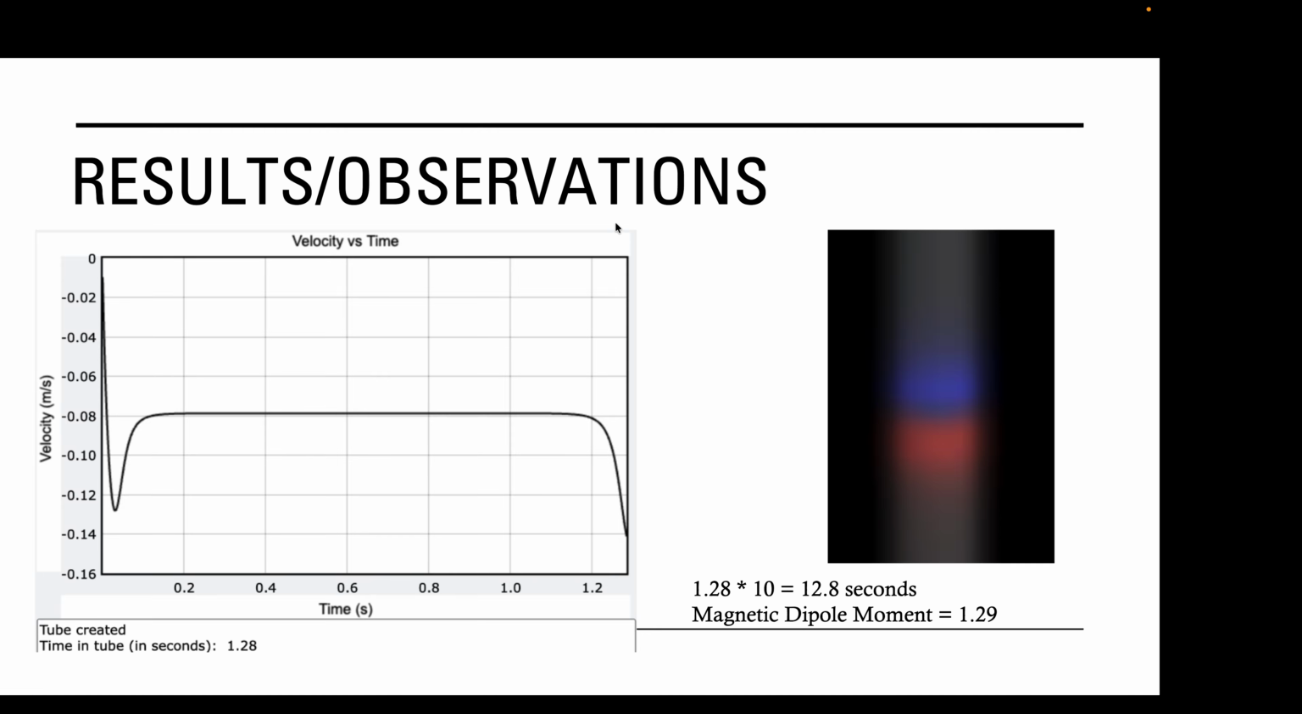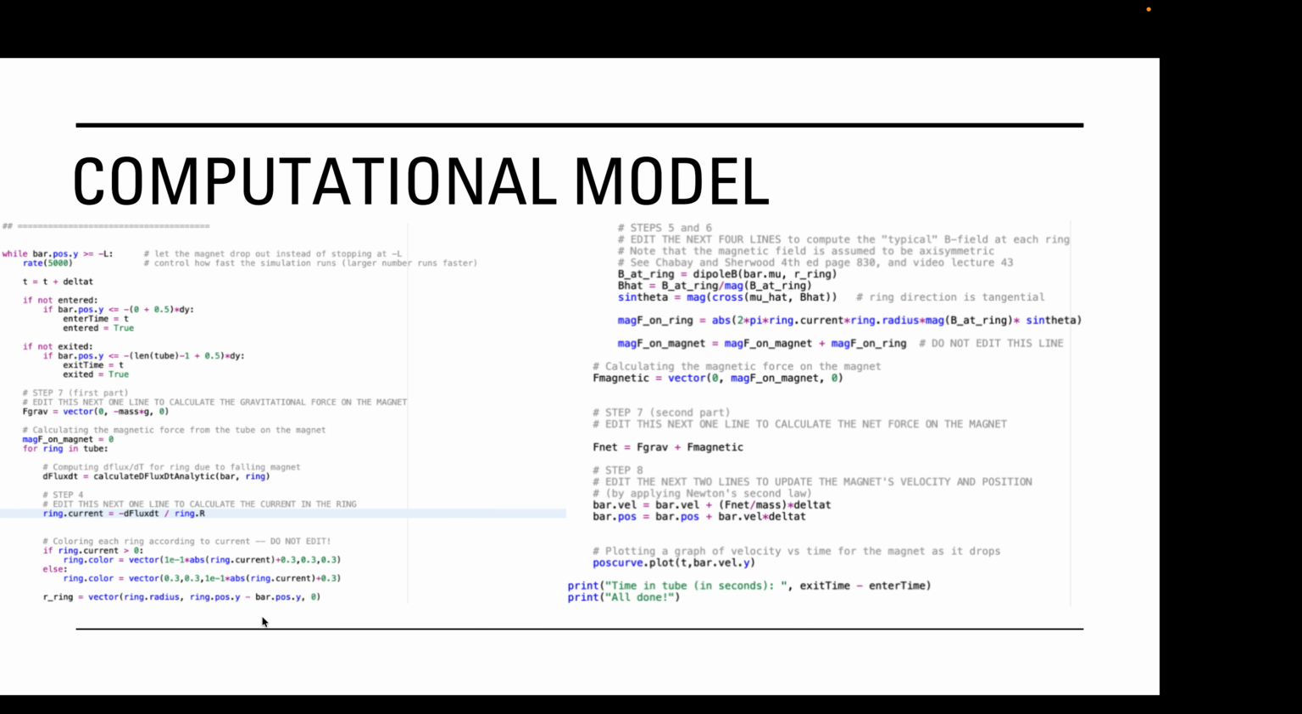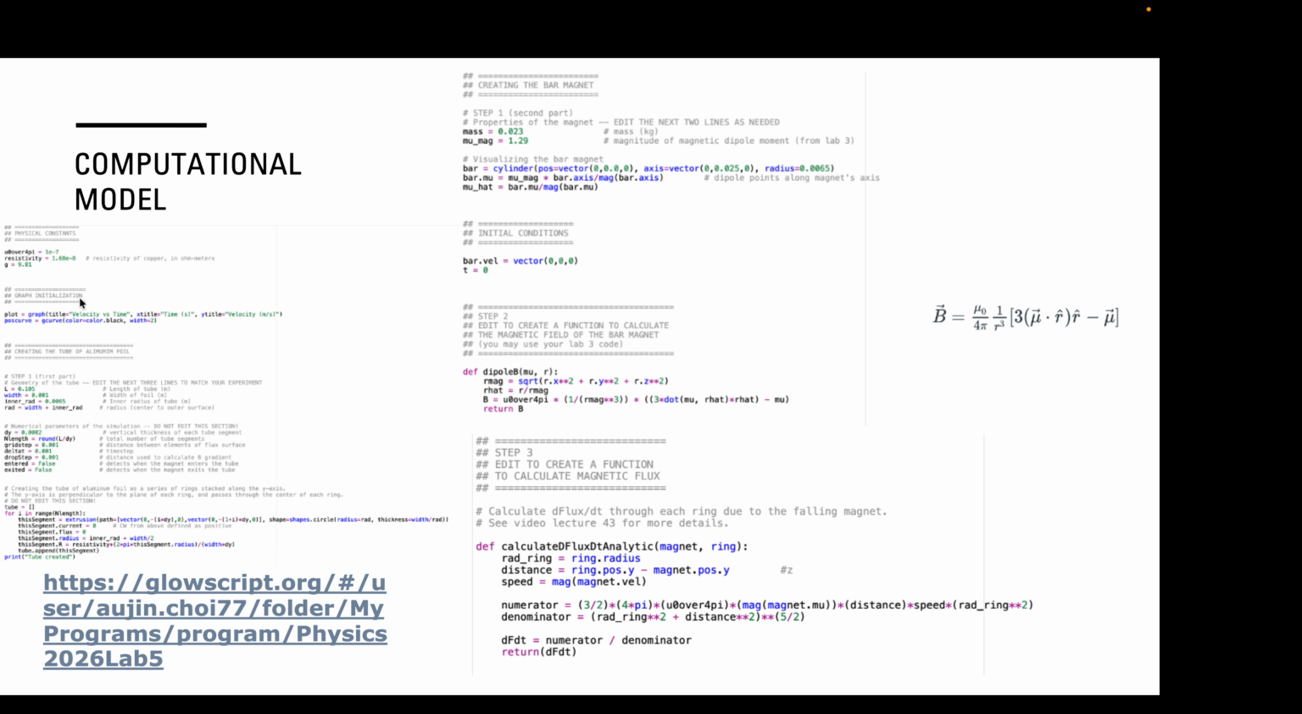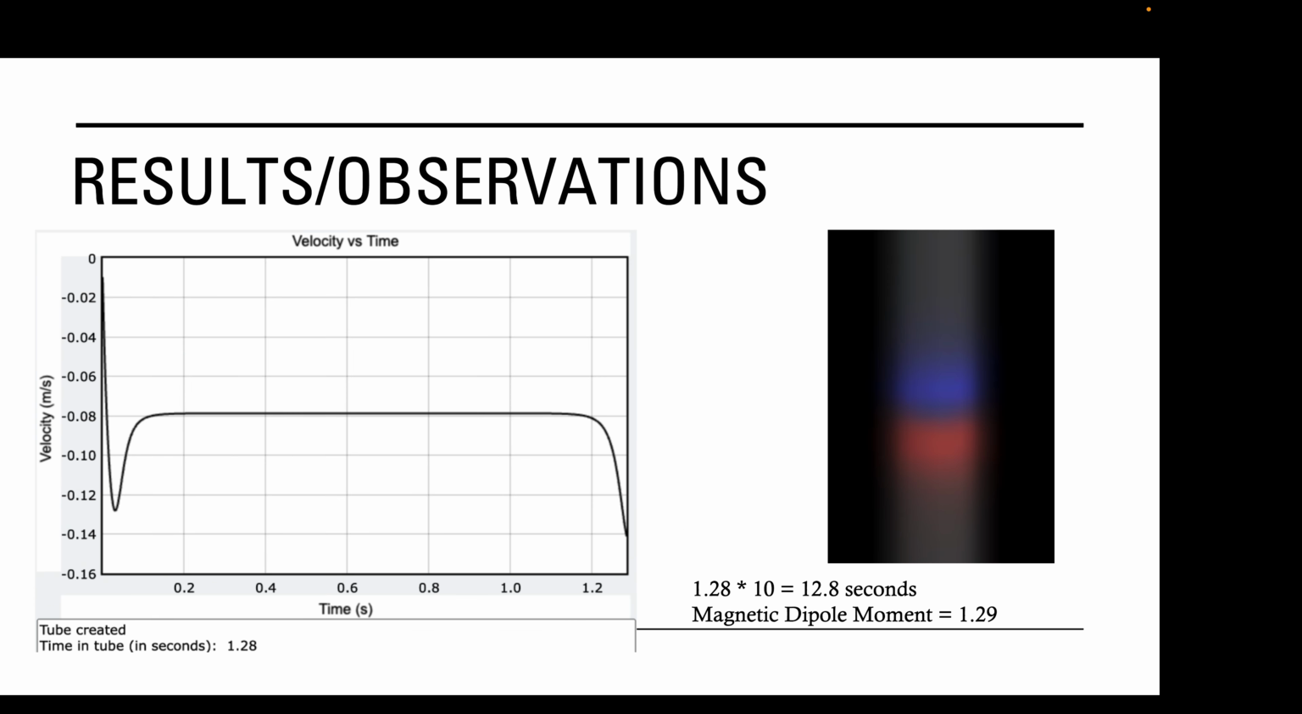And here are our results/observational data. We see this type on this magnet. The top is blue, the bottom is red. We have a magnetic dipole moment of 1.29, in which its time is 12.8 seconds. Note previously that the length here is recorded as 0.105 meters. This is just for efficiency's sake.